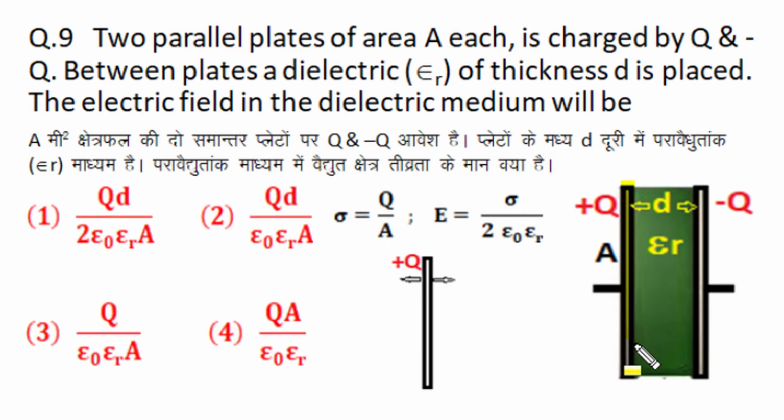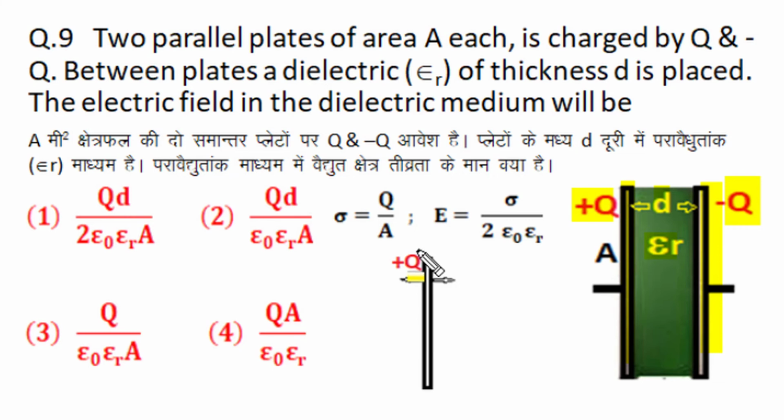Two parallel metal plates of area A are charged respectively with plus q and minus q. They have a plate separation small d, and a dielectric medium of relative permittivity or dielectric constant epsilon r is placed in between the two plates. We have to find out the strength of electric field in this dielectric medium.